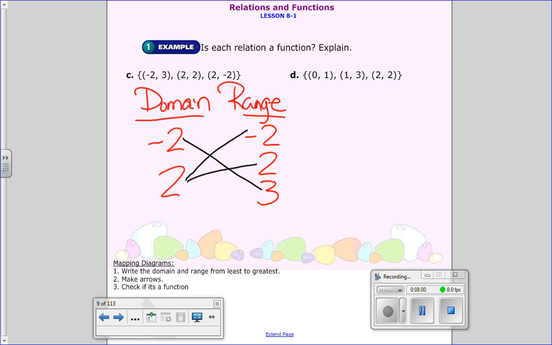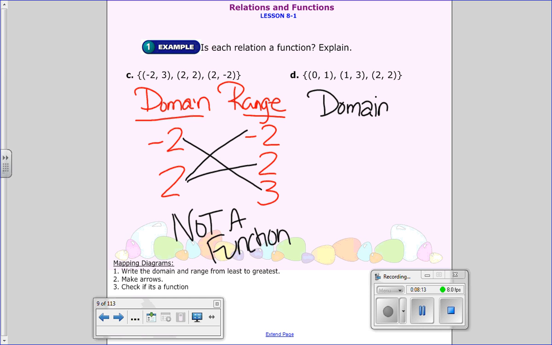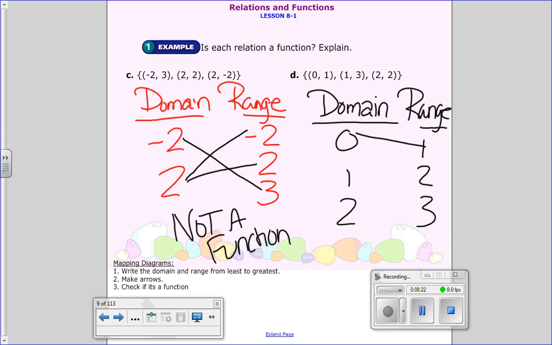This, well, is not a function because here 2 goes both to -2 and 3. So this is not. All right, and then again, we do the same with D. And I list them all, 0, 1, 2, and then 1, 2, 3. Well, 0 goes to 1, 1 goes to 3, and 2 goes to 2. Each x value only goes to one y value, so it is a function. There we go.